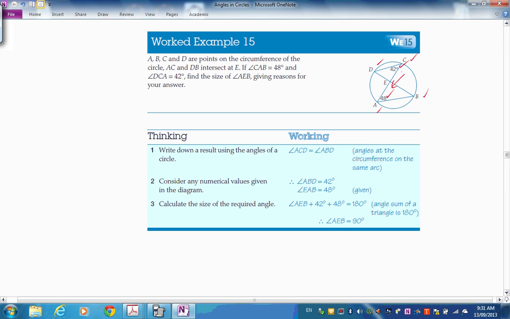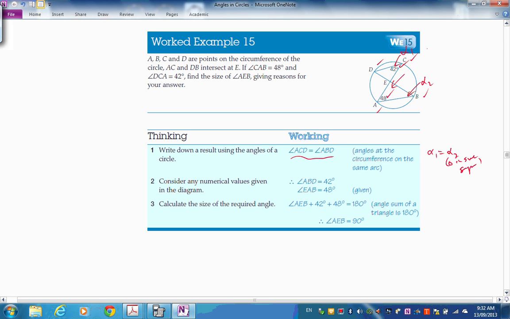So first of all, what can you say? Angle ACD is equal to angle ABD, that one. So you could call that alpha 1 equals alpha 2. So instead of that long notation, alpha 1 equals alpha 2, angle in the same segment theorem, something like that, or subtended by the same arc.